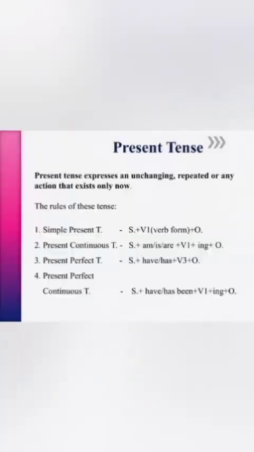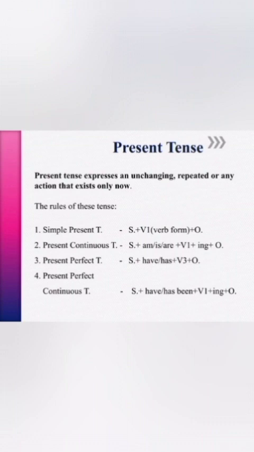Let's look at it. First of all, let's look at the form of present tense. Present tense expresses an unchanging, repeated, or any action that exists only now. The rules of this tense are as follows. First of all, look at the form of simple present tense. It is as follows: subject plus V1 form of the verb plus object. Now let's look at the form of present continuous tense. It is like this: subject plus am or is or are plus V1 plus ing plus object.